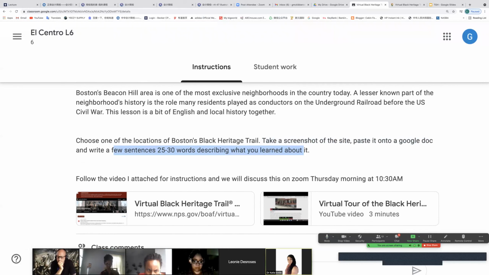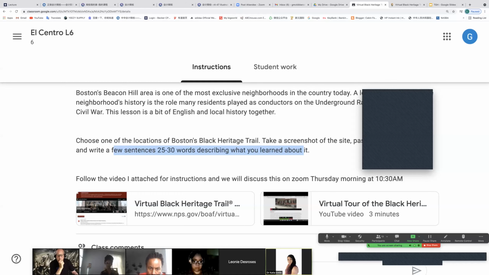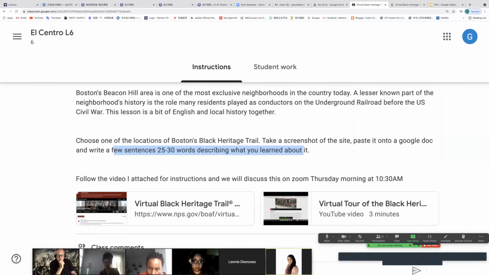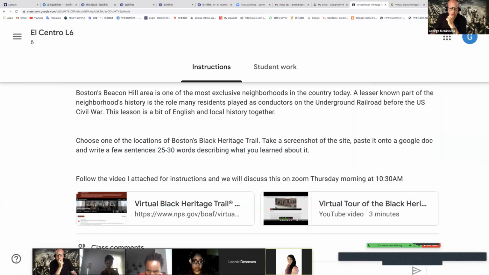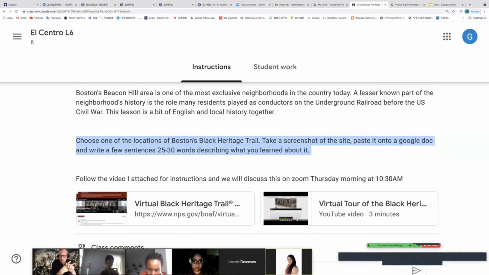Katya: If I have to put the question on the screenshot, like choose one of the locations of the Boston Black Heritage Trail, do I have to copy the instructions? No, don't copy the instructions. That's a good question. Okay, thank you. You're welcome.